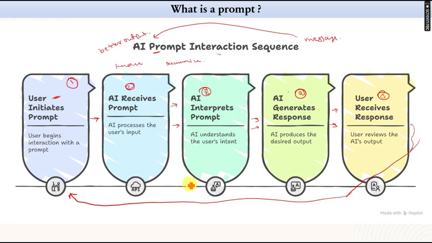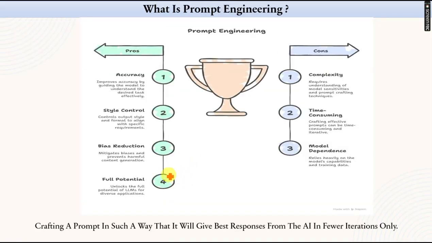Now let's talk about prompt engineering. Prompt engineering is the process of designing, writing, and improving prompts in such a way that the AI produces more accurate, useful, and high-quality responses. You can think of it like teaching the AI how to behave or what you expect, just by using carefully crafted words. Why is this important?